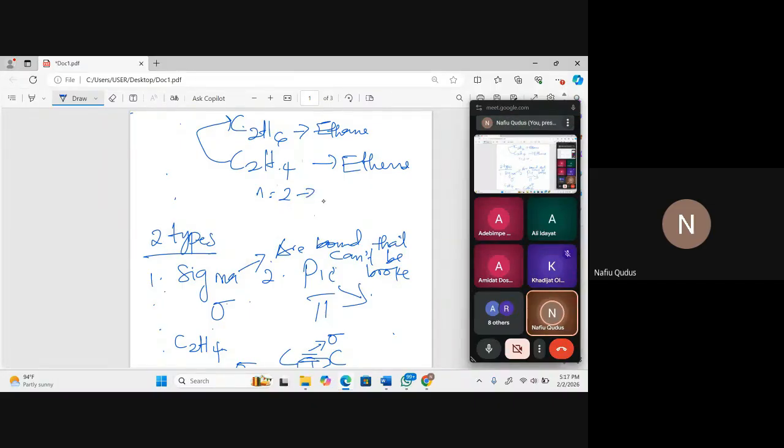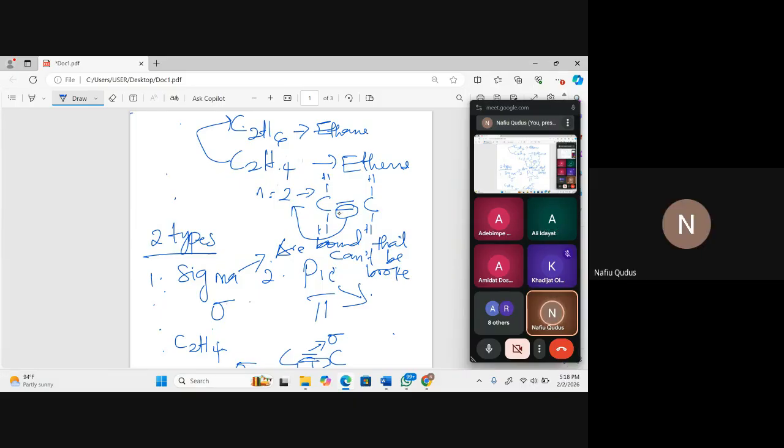Now, you will need to know that for ethene, we have a double bond, right? Exactly. So this pi bond is the one taking these 2 hydrogen. Now, in this case, in a bond, we must have 2 electrons. That's why they said 2 electrons make a bond.